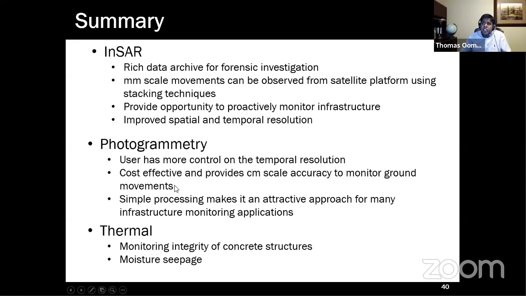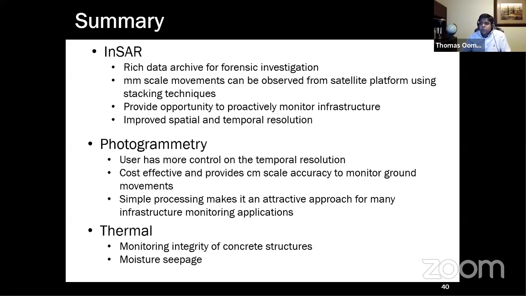Photogrammetry, the user has more control on the temporal resolution. You can go out and collect data at any time, very cost effective. You can get centimeter scale accuracy. It's not as good as the InSAR, but pretty good for most of our applications. Simpler processing makes it a more attractive approach. It's easier than InSAR processing. So photogrammetry is attractive in that way.